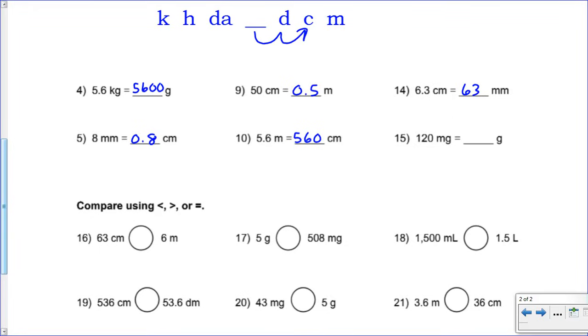120 milligrams, going to grams. So we're going from milli to the base unit here. We jump 1, 2, 3 spots over here to the right. So 120 decimal here. We're going to jump over 3 spots. 1, 2, 3. You get 0.120.